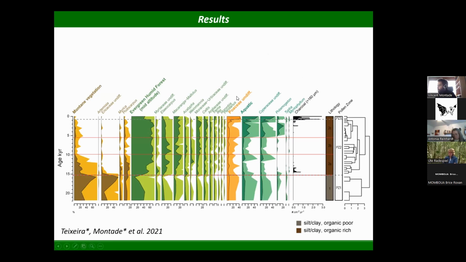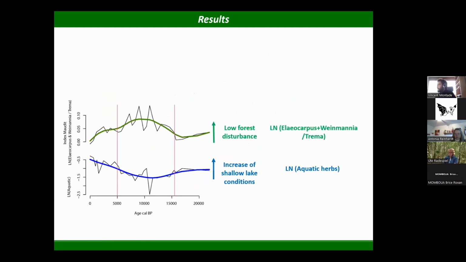But if you look more in detail at the rainforest, which is here, we can see that you have many taxa inside the forest, like Myrtaceae, Elaeocarpus, Macaranga, Malotus, etc. And we can see that there is an important dynamic between these taxa. Some are increasing, some are decreasing. And it's possible to try to calculate an index, a kind of ratio between taxa which show dominance of humid rainforest and some taxa which show more disturbances inside the forest.